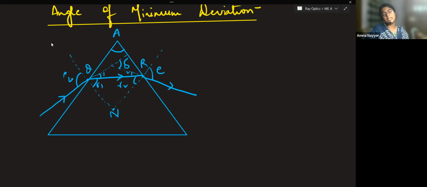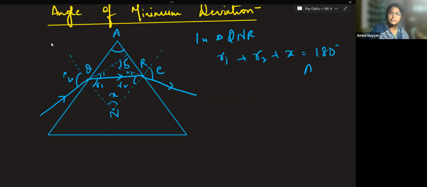Now, class, if you look at R1, R2 and this triangle, in triangle QNR, can you notice R1? Let's say this is some angle X. It will become easier to write it all the time. R1 plus R2 plus X will be equal to 180 degrees, the angle sum property of a triangle. So R1 plus R2 is equal to 180 minus X.